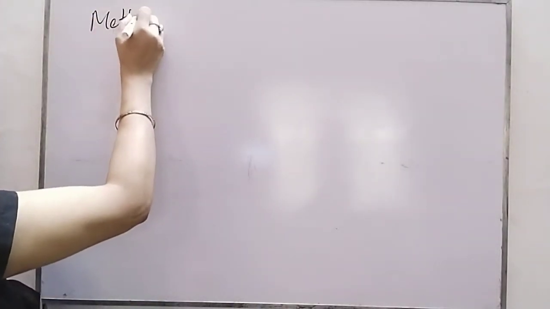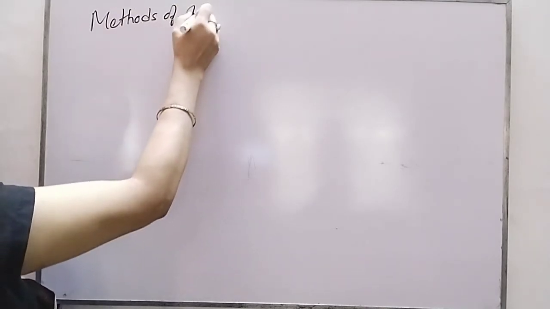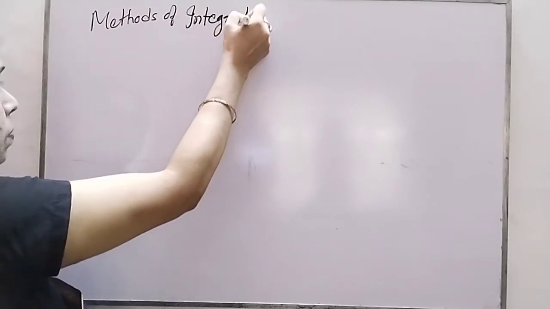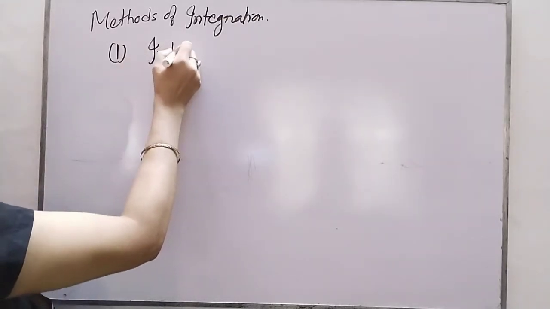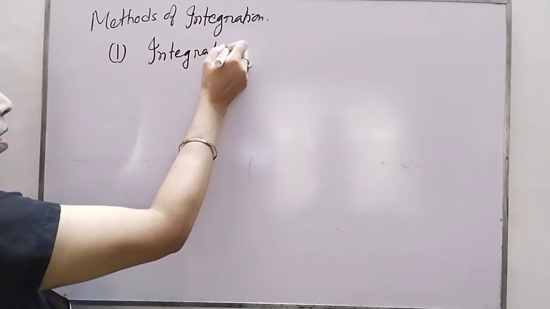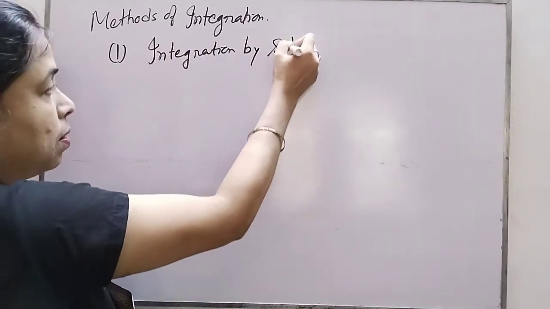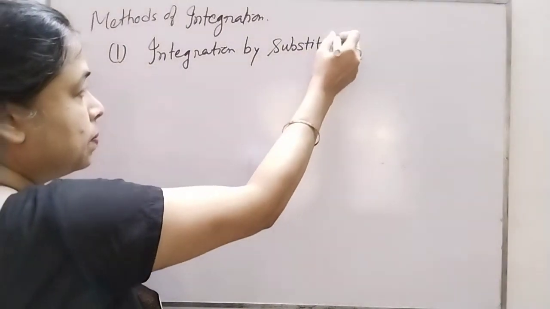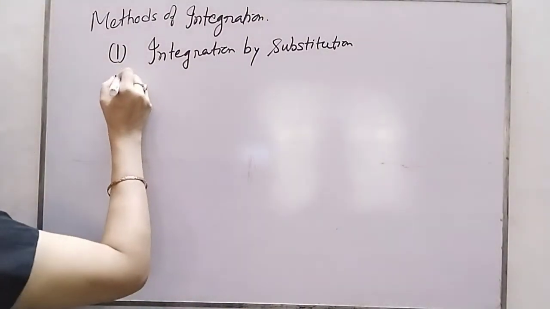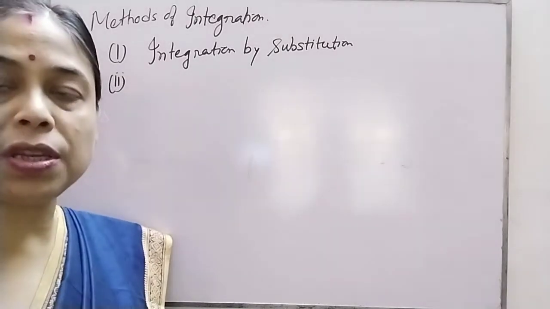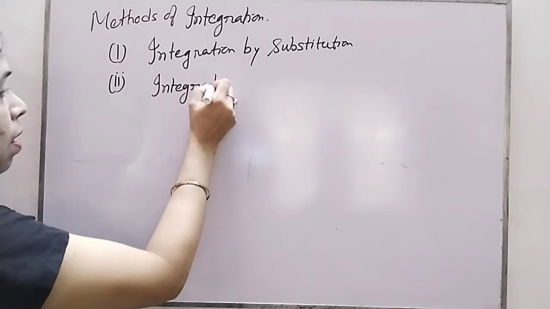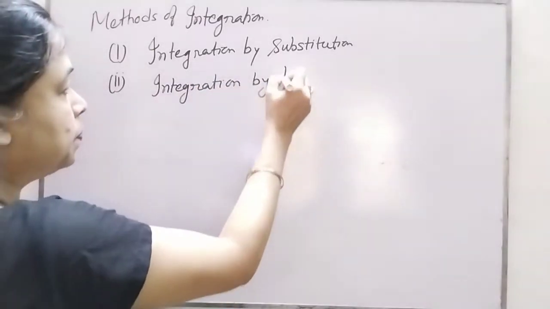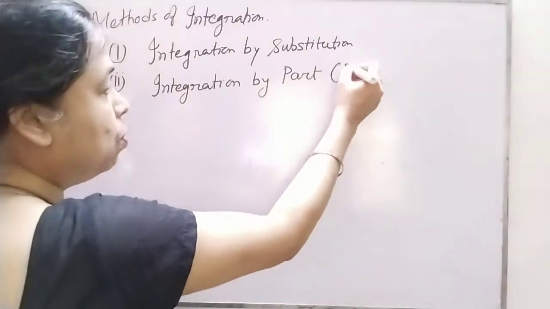Firstly, number one, methods of integration. We will first discuss integration by substitution. Then we will go to the second method, that is integration by parts, and this is also known as the product rule.